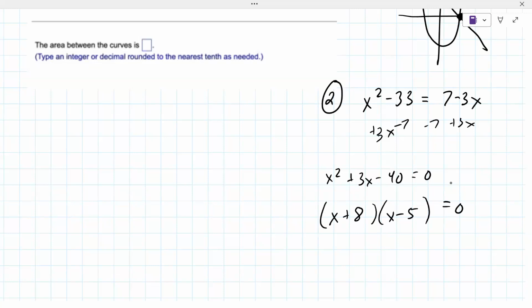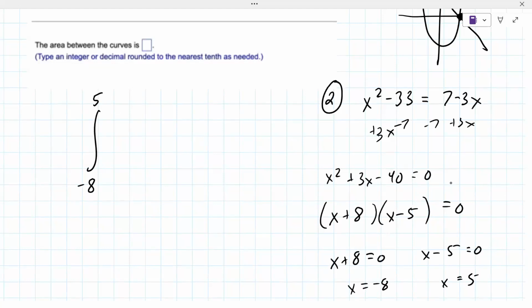Great. All right, so you set them both equal to 0. And then it's -8 and 5. So those are the integrals.